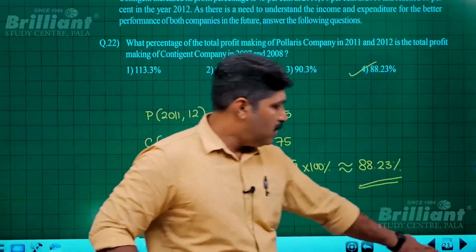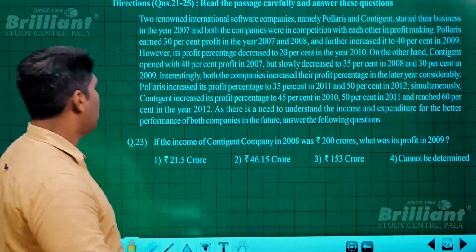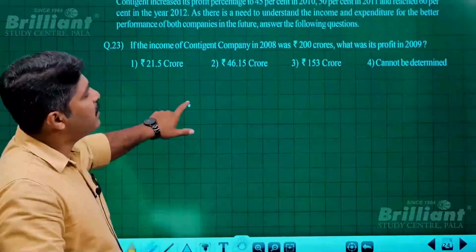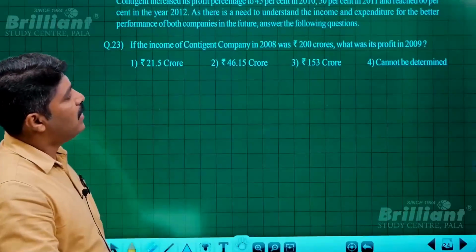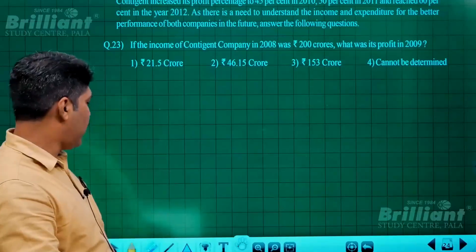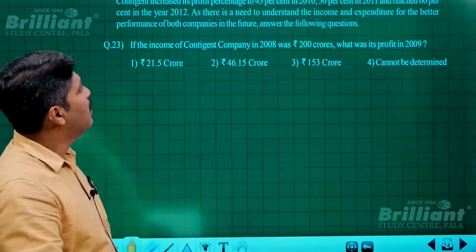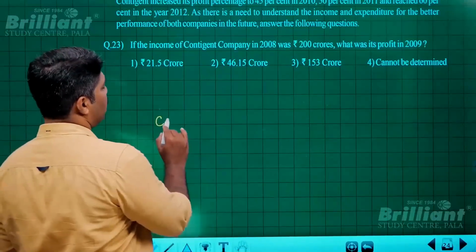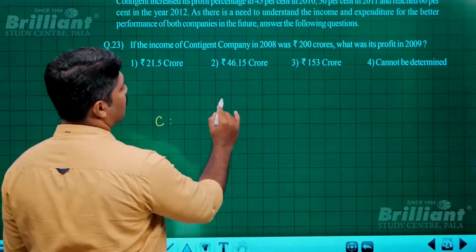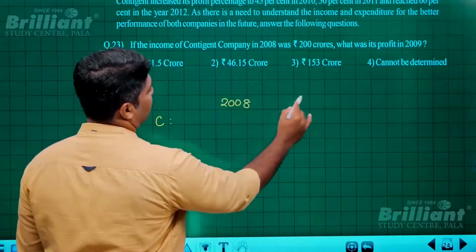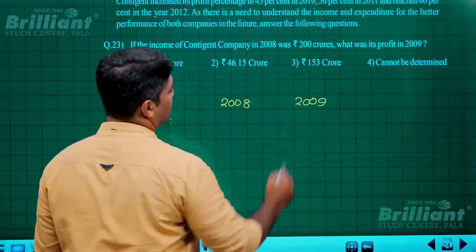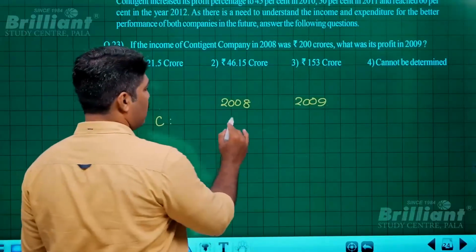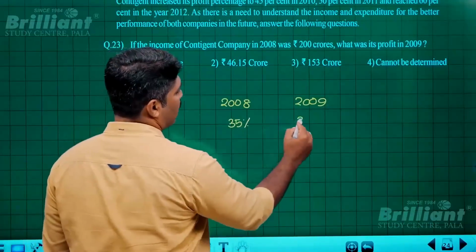Okay, then move to the next question here. If the income of Contingent company in 2008 was 200 crore, what was its profit in 2009? That's a tricky question. Here we just consider the profit distribution of these companies in 2008 and 2009. Those values are 35 and 30. So this is 35% and this is 30%.